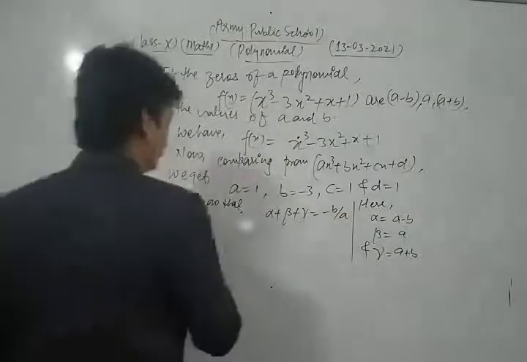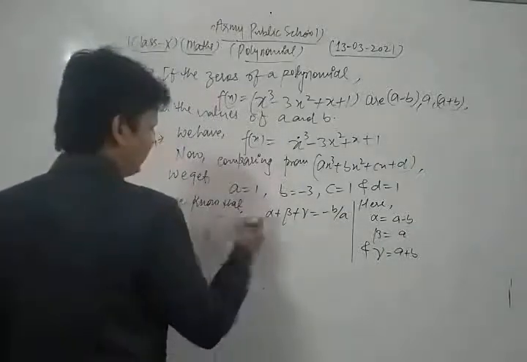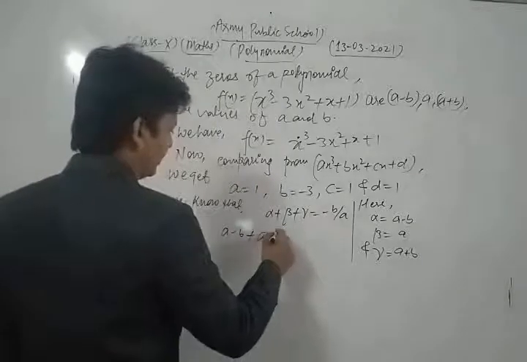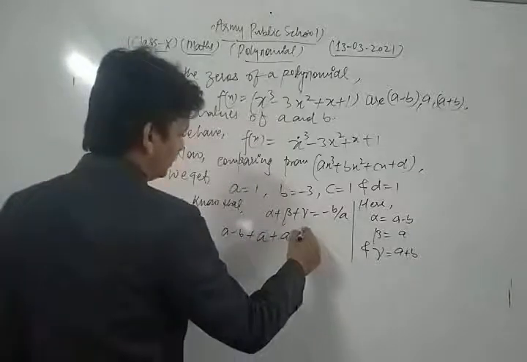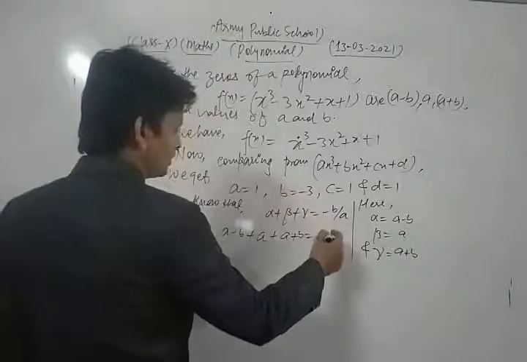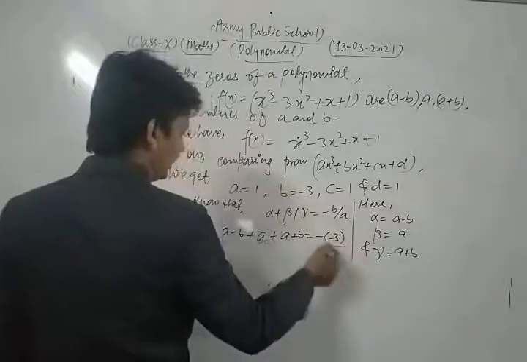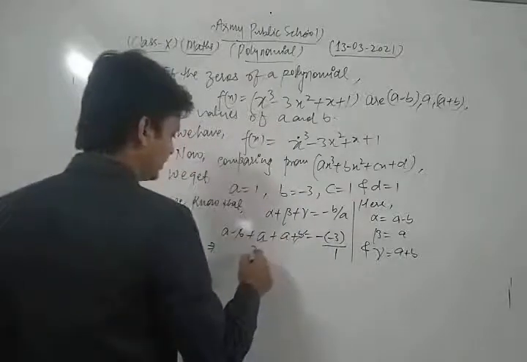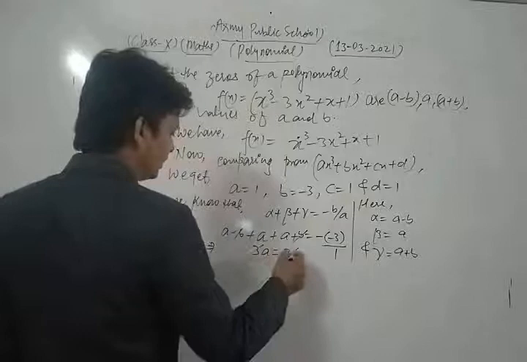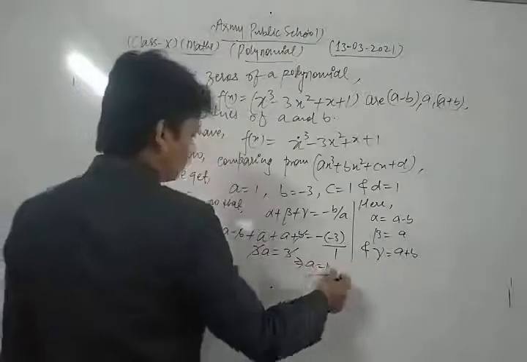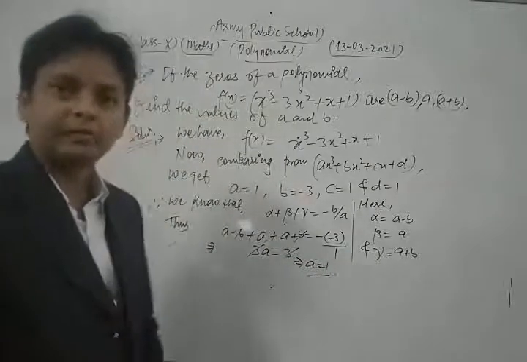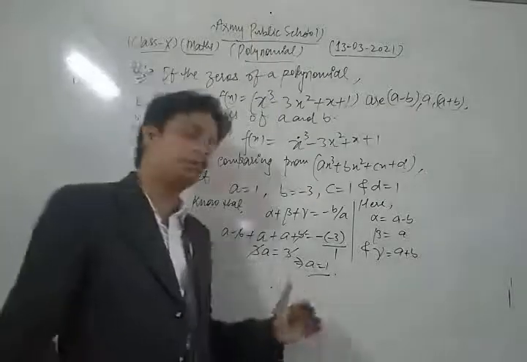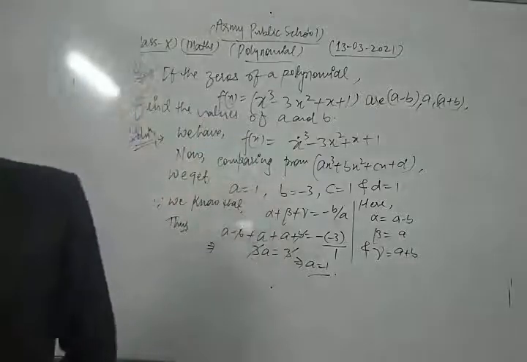So we put the values: alpha is a minus b, plus beta is a, plus gamma is a plus b, is equal to minus b by a. The value of b is minus 3, so we write minus 3 upon the value of a, which is 1. Now b and minus b cancel each other, so 3a is equal to plus 3. 3 cancels 3, so the value of a is 1. In this way, by using the relationship between zeros and the coefficients of the cubic polynomial, we find the value of a as 1.